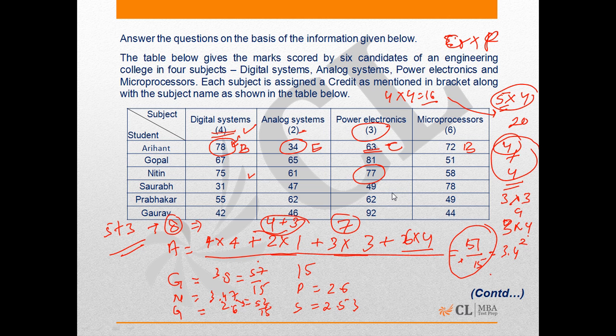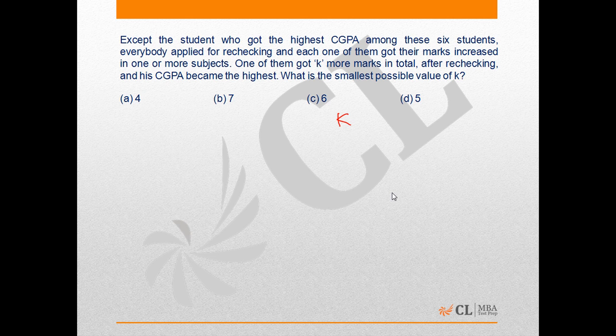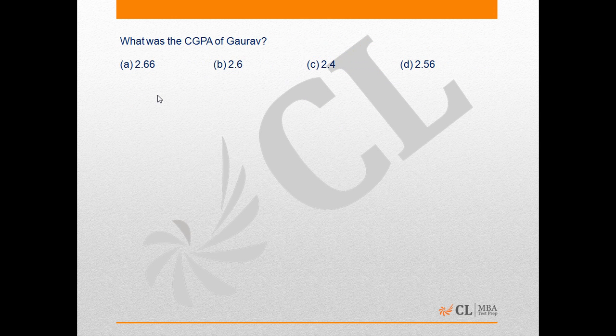his CGPA will be the maximum. Hence the required value of K is 4. Therefore option A is the correct answer. In the last question, it is asking what is the CGPA of Gaurav. The CGPA of Gaurav is 2.6, which is option B.